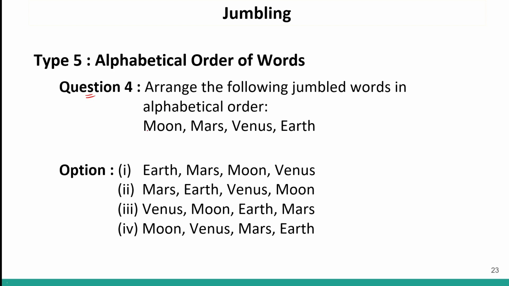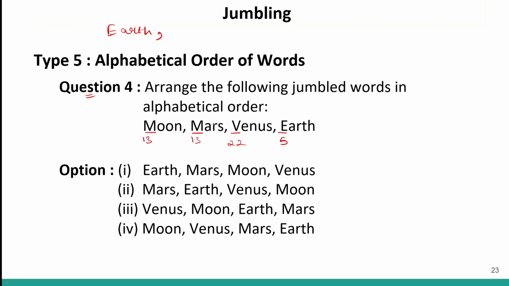Moon, Mars, Venus, Earth. So M is 13. This is also 13. V is 22 and E is 5. So the first word will be Earth. Correct? Now we have to see whether moon comes first or Mars comes first.